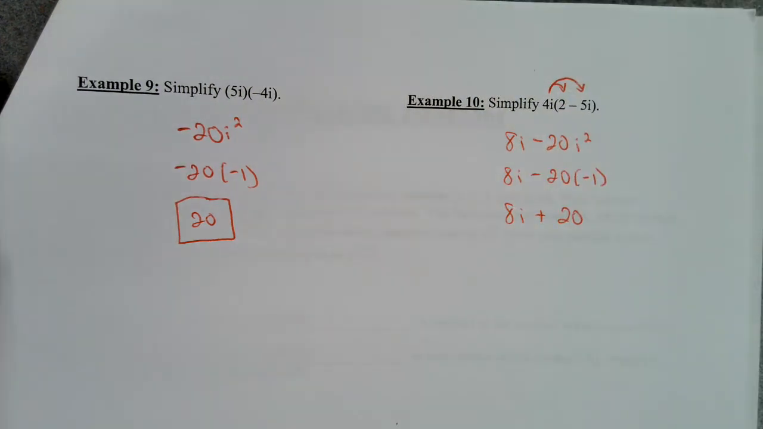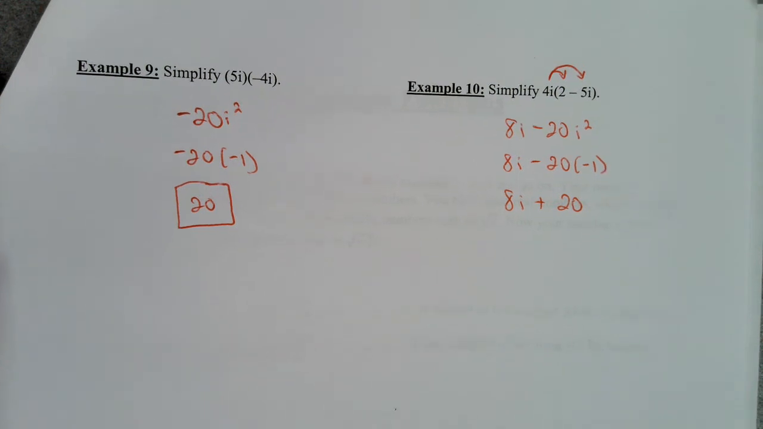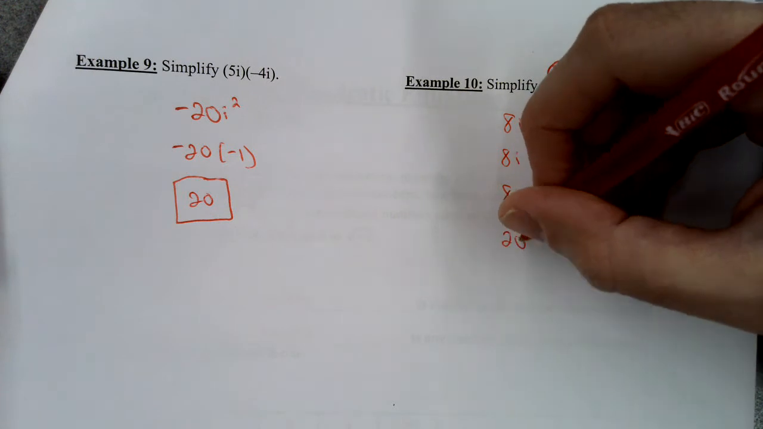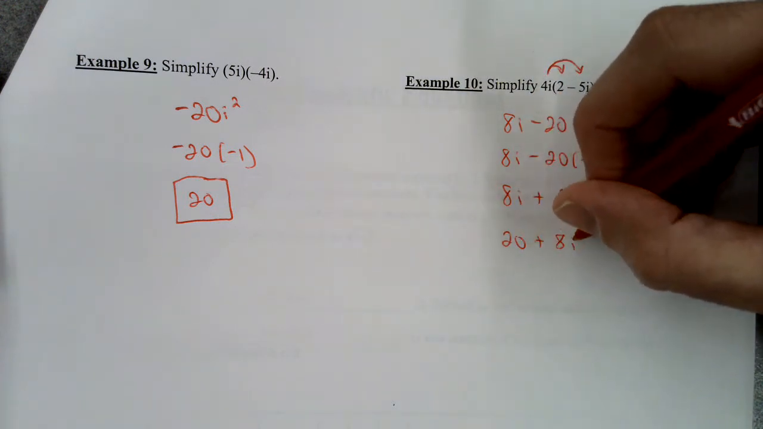That's not the final answer. Do you remember why? The final answer has to be in the form a plus bi, so it has to go 20 plus 8i for the final answer.